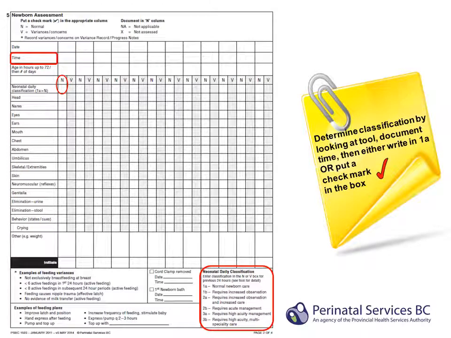When charting on the newborn clinical path in this particular instance, you would document the time and enter a check mark or write 1A under the N for norms column. Had this been any higher a classification, it would be explicitly written under the variance column.